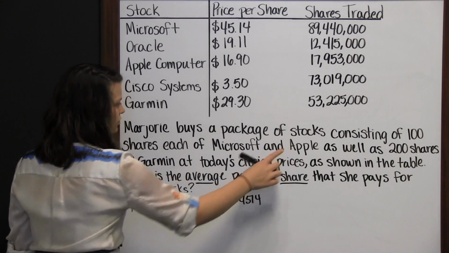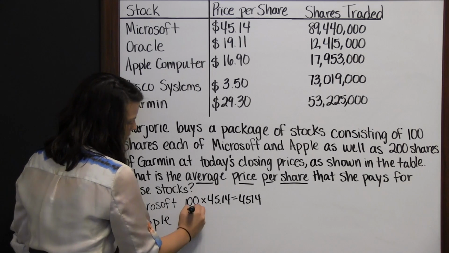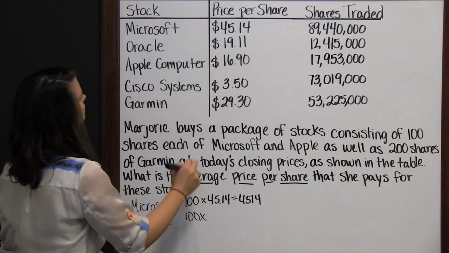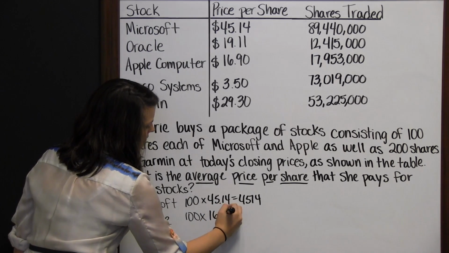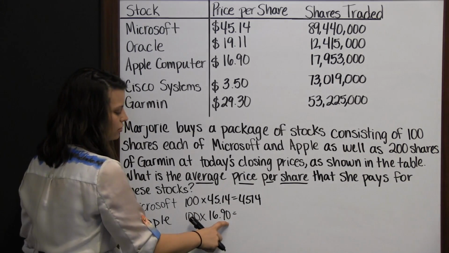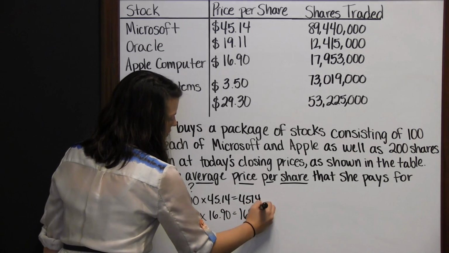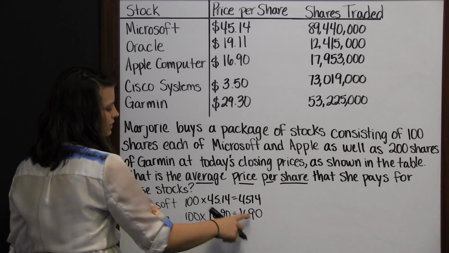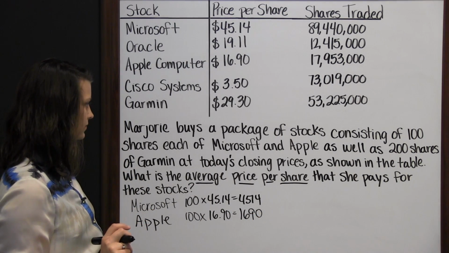She also bought 100 shares of Apple. So 100 times, and Apple is $16.90. And again, multiplying by 100 just means to move that decimal 2 places to the right. So she spent $1,690 on her Apple shares.